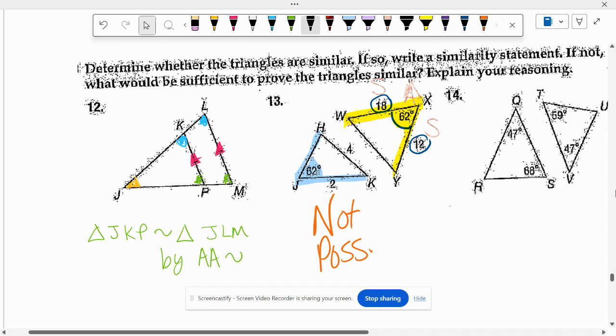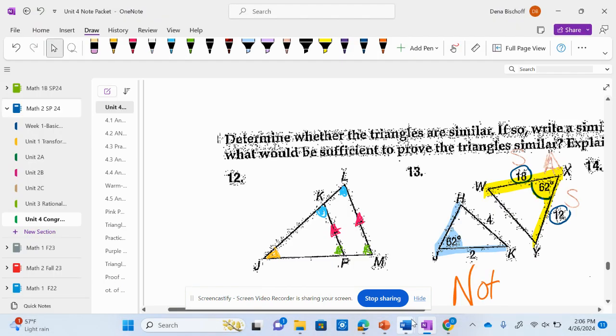I want you guys to do pages 43, 44. You're just going to do 43 and 44. And I want you to do number 1 on page 47 to prove. So 43, 44, and number 1 on page 47.